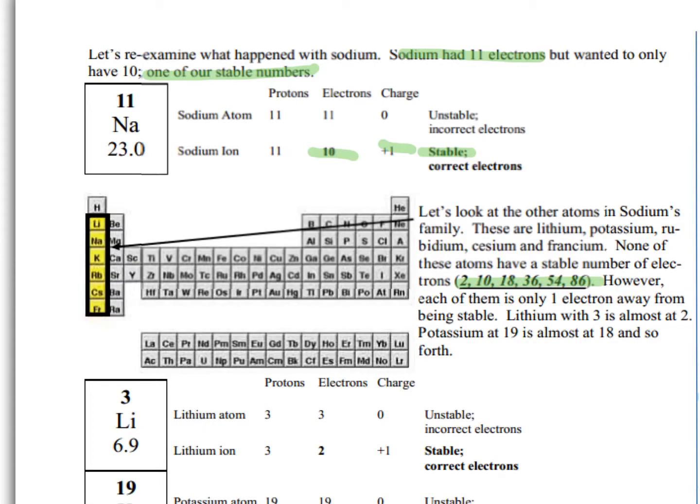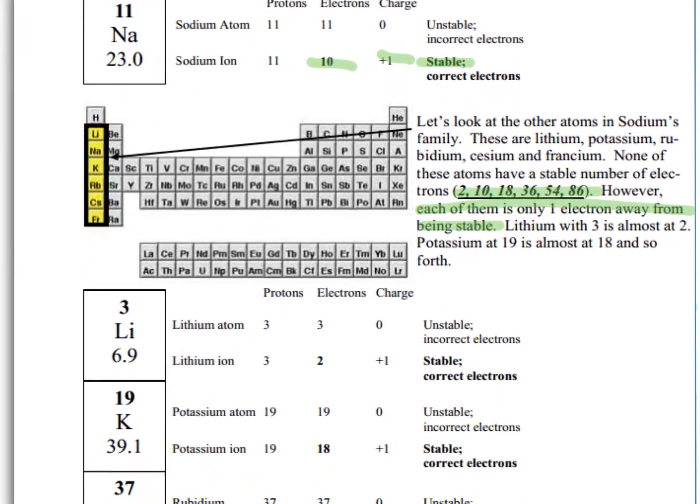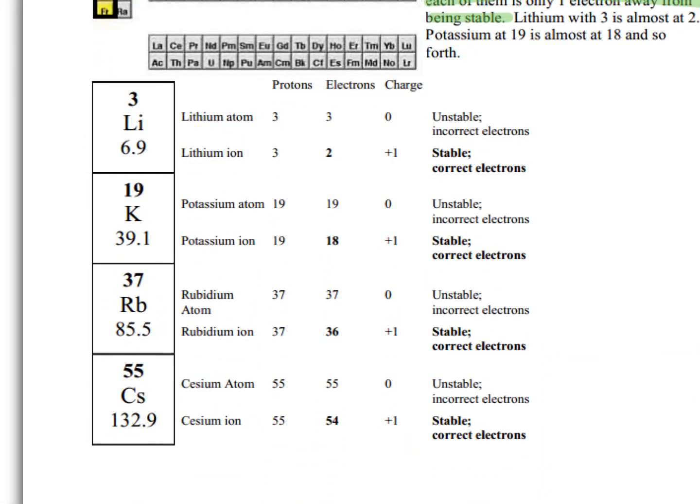So if you look at the other atoms in sodium's family, there are lithium, potassium, rubidium, cesium, and francium. None of these atoms have a stable number of electrons. However, each of them is only 1 electron away from being stable. So lithium starts out at 3, closest one is 2; 19 to 18; 37, 36; 55, 54.